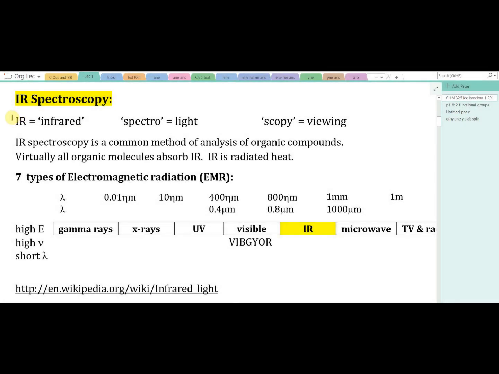In preparation for this semester's organic laboratories, I want to give a brief introduction to IR spectroscopy. IR is short for infrared, and spectroscopy implies viewing, that's scopy, using light, spectroscopy in the infrared region, and we'll define that in just a moment. IR spectroscopy is a common method of analysis for organic compounds. In fact, virtually all organic molecules absorb IR, and IR is essentially heat.